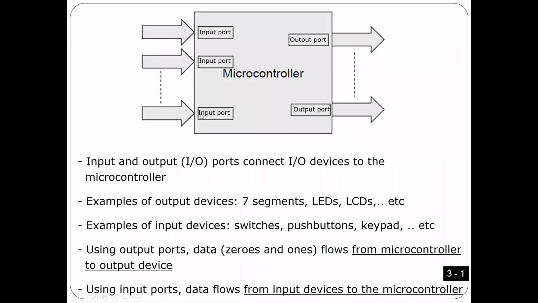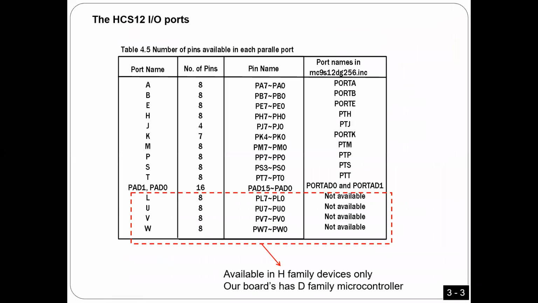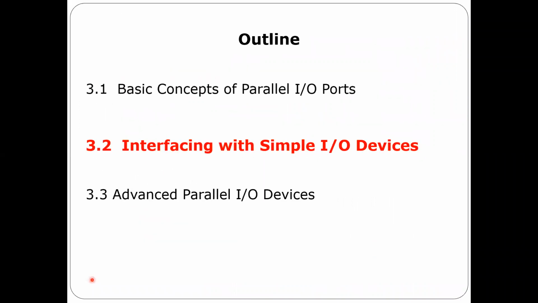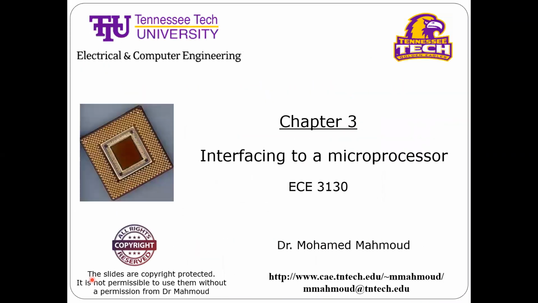So what I told you before is that our microcontroller has a number of input-output devices, as you see here. Input-output ports. For example, we have port B, port H, port E, and so on. So we have a number of ports here, guys. As I told you, if you want to connect any input-output device, you have to connect it to a port. That's why in this chapter, I'm going to explain to you how you can program a number of devices.